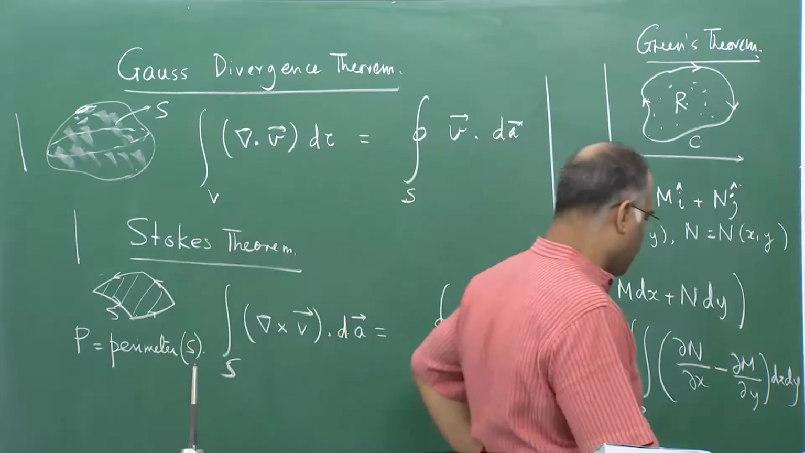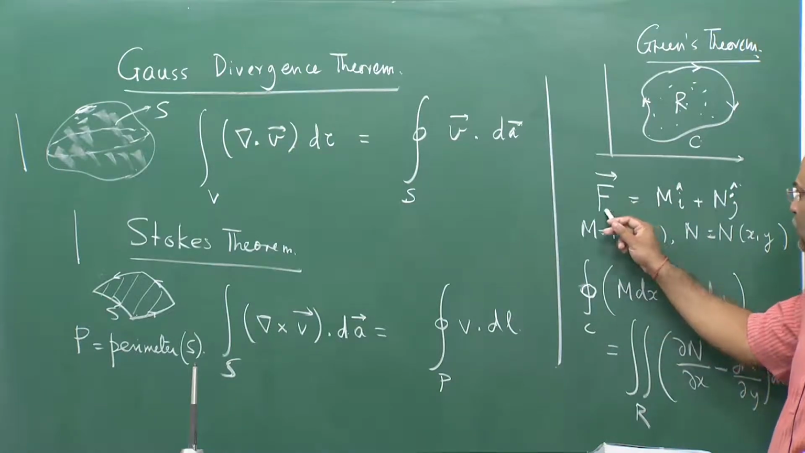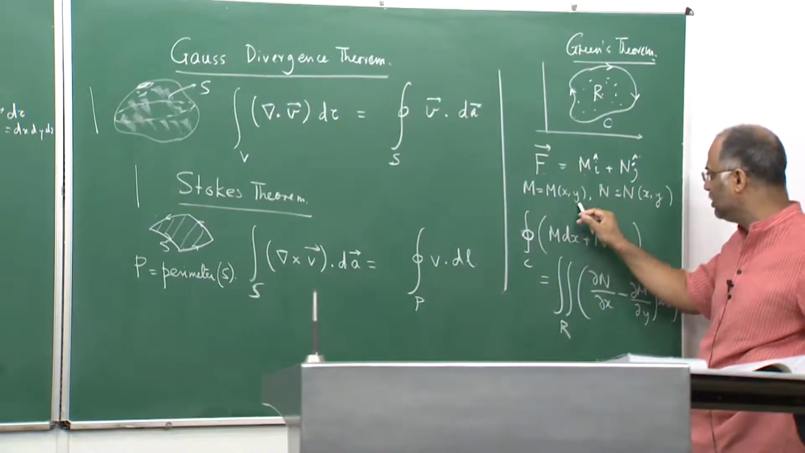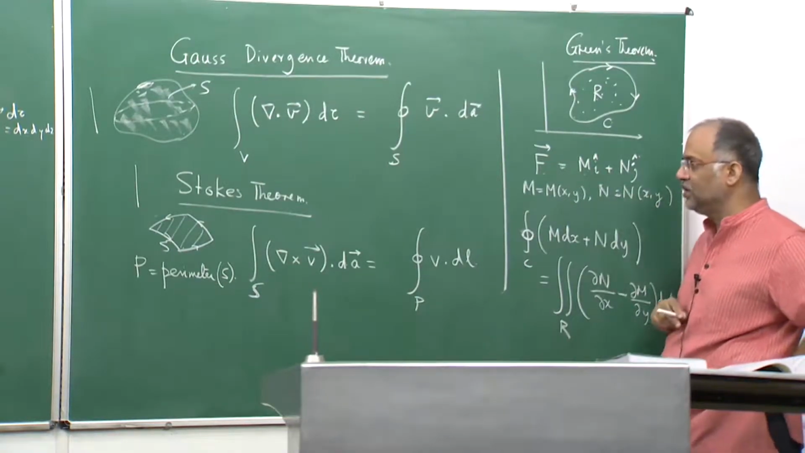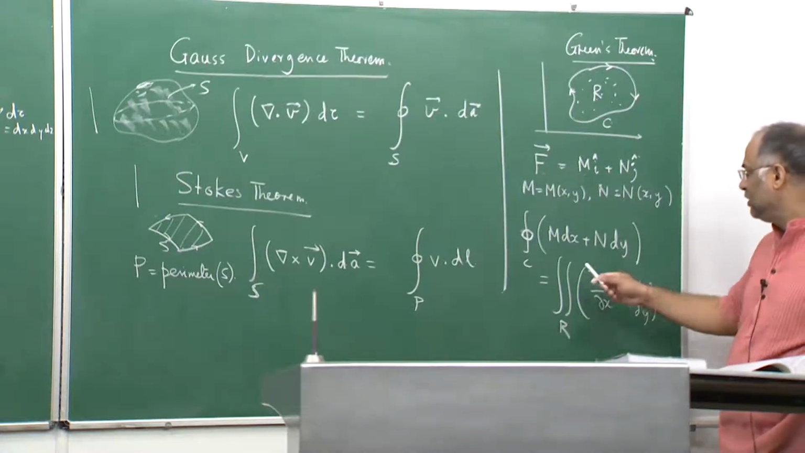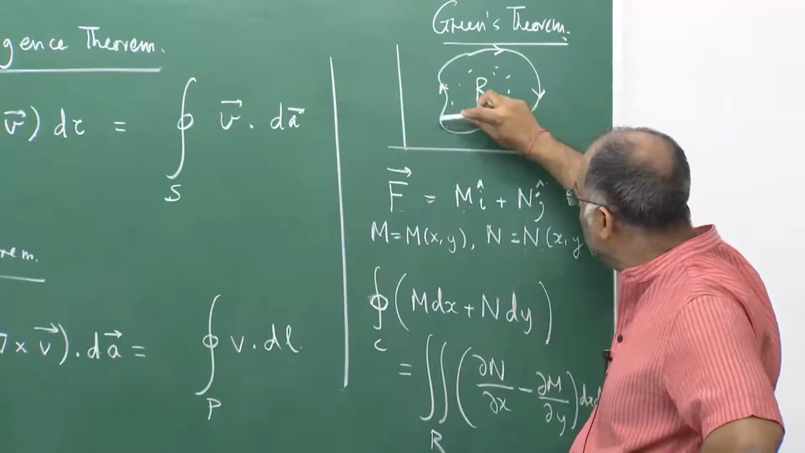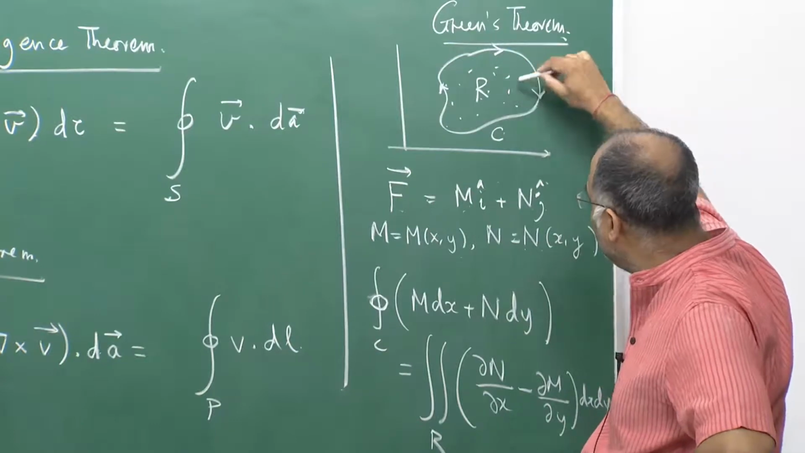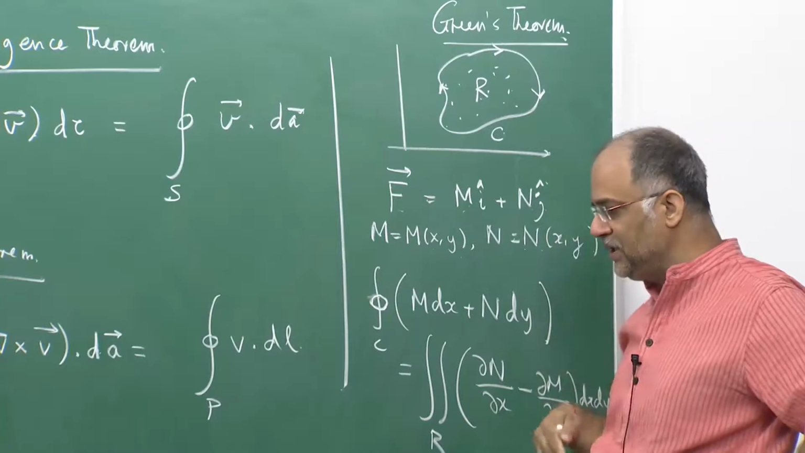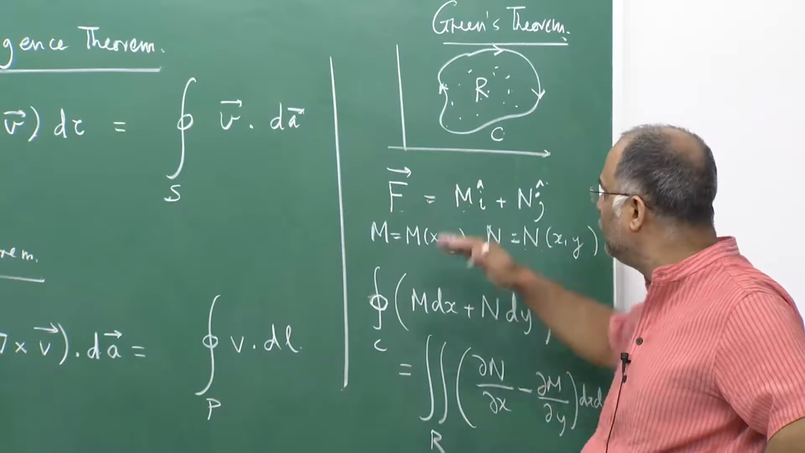Then there is the Green's integral, which is essentially a two dimensional thing, which says that if you have a vector function given as m i vector plus n j vector, in terms of two functions which can themselves be written as functions of x and y, then if I move along, I have this closed curve which is enclosing the region R, and if I move counterclockwise, moving counterclockwise means if I move along the curve, the inner part or the region of the curve should always be on my left.